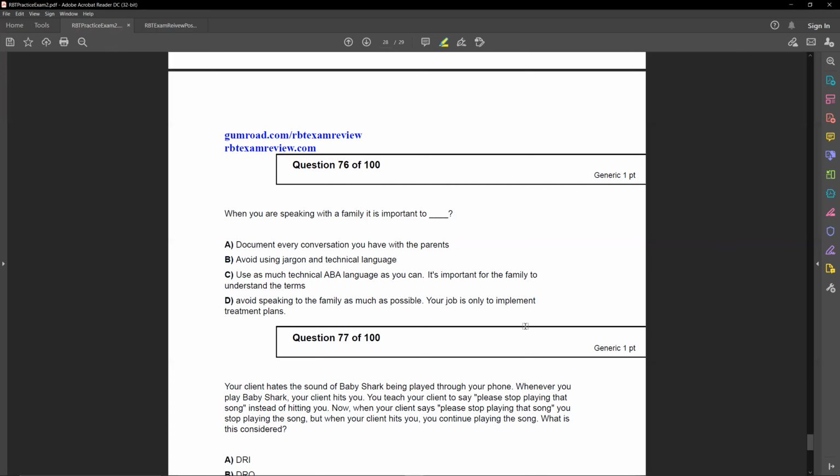As a BCBA, I might speak to you one way and use a bunch of technical language, but when I'm talking with a parent, okay, I'm going to explain it in ways that they can understand. And that is avoiding the use of jargon and technical language as much as possible. So B is pretty good, okay? B is on the money.